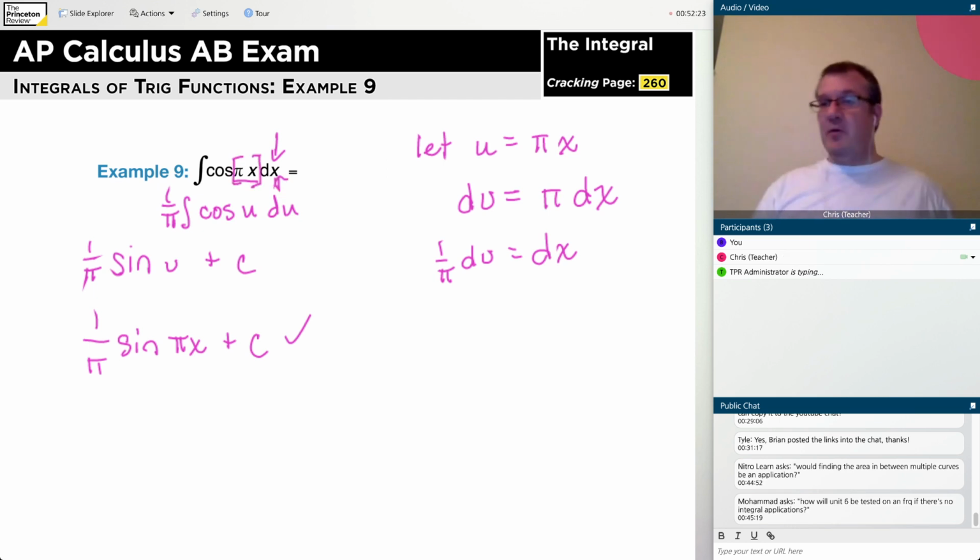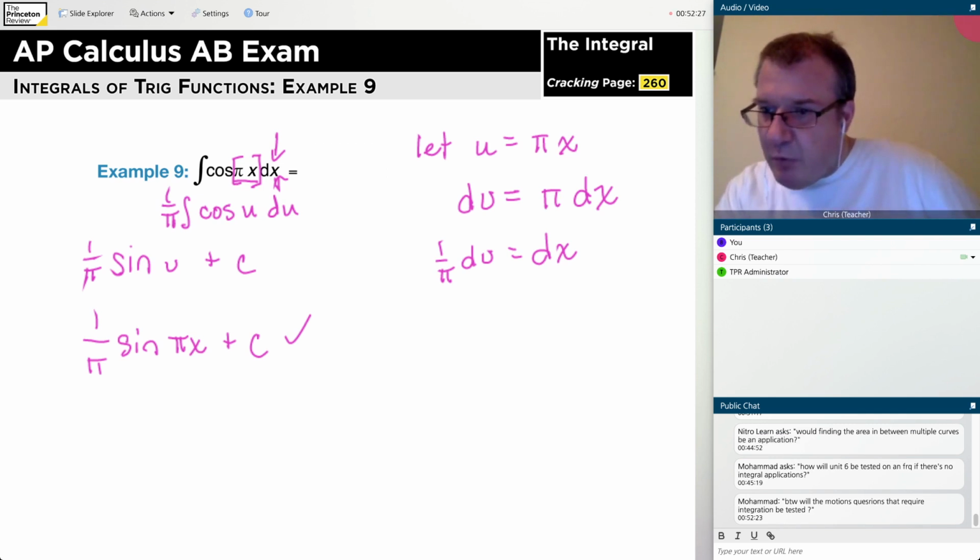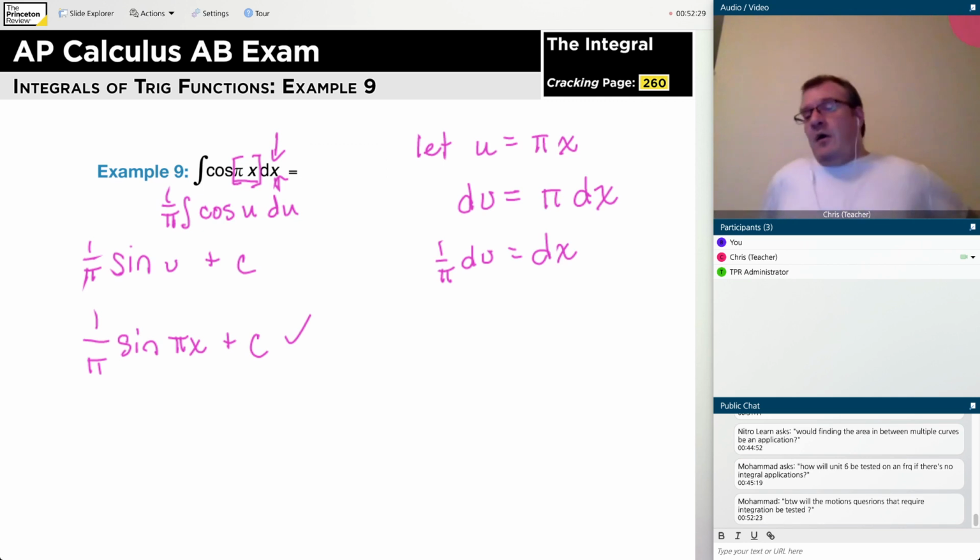And so we just have to kind of look for the original and then the derivative. By the way, will the motion questions that require integration be tested? For that one, I would have to say that would still fall under the applications of integration. Now, I did not check the entire scope for Unit 8 before the session today.